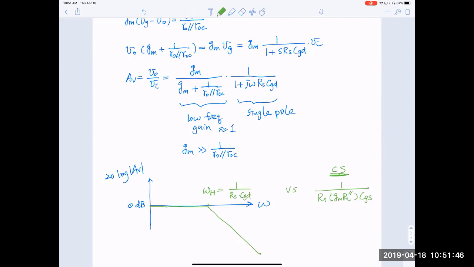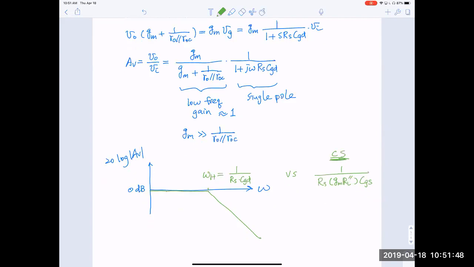Common drain? Yes. If both of them have the same RS, CGD is already less than CGS. But the common source is further loaded by this gigantic gain number there, gm RL double prime. So the common source is a lot slower than the common drain. But you can say, well, you don't have gain. So you have an amplifier without gain, but it's wideband. That will come in handy when we deal with multi-stage amplifiers.